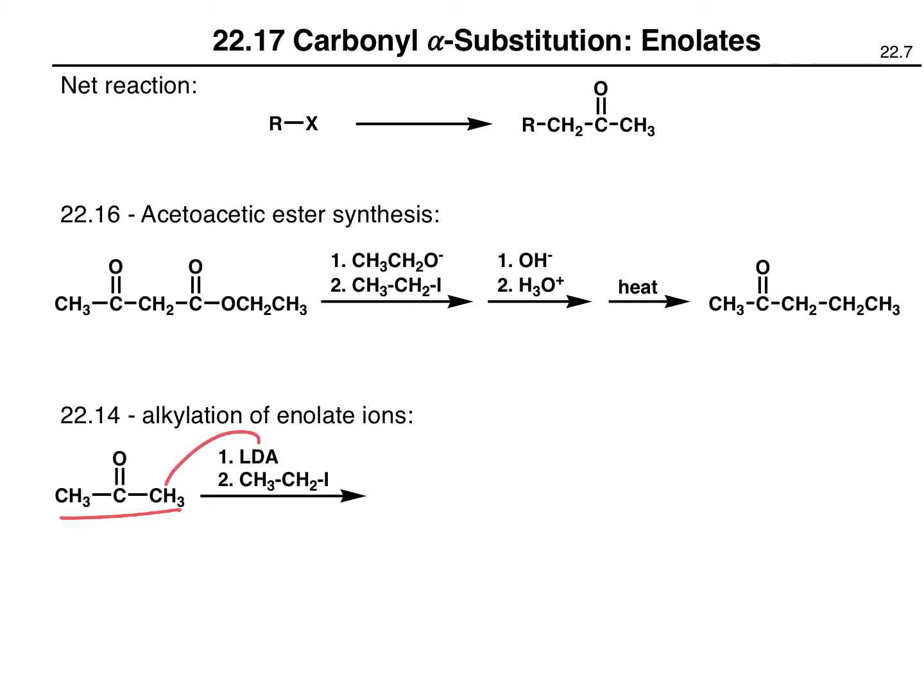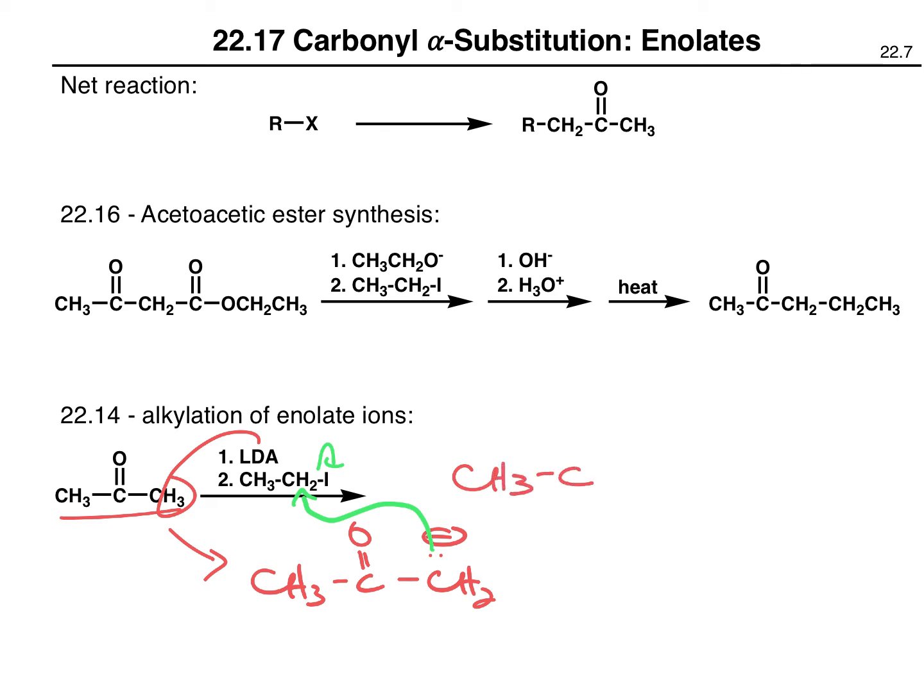Well, a couple slides ago, we saw that if we had acetone and we treat it with LDA, then we can deprotonate either one of the alpha positions, and that would give us as an intermediate this enolate. Now once we have this enolate, if we add in some ethyl iodide, this could do SN2 substitution, and that would give us this compound, which is the exact same thing.